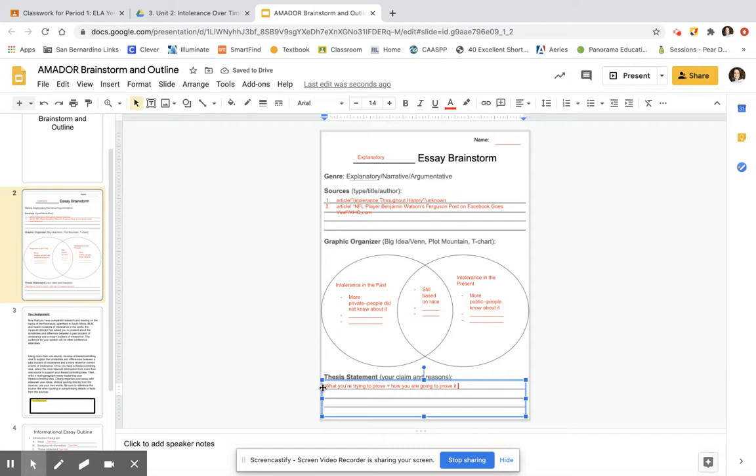So based on our prompt, what are we trying to prove? We're trying to prove that there are similarities between intolerance in the past and present. How are we going to prove that? We're going to have to list those. You're going to have to list at least 1 similarity and at least 1 difference. So I'm going to let you guys try to turn that into a sentence. I'll help you more on Tuesday, but I want you to kind of try on your own first. That way I can see where you're coming from, and then I can help adjust to help you, give you feedback on how to get you where you need to be.